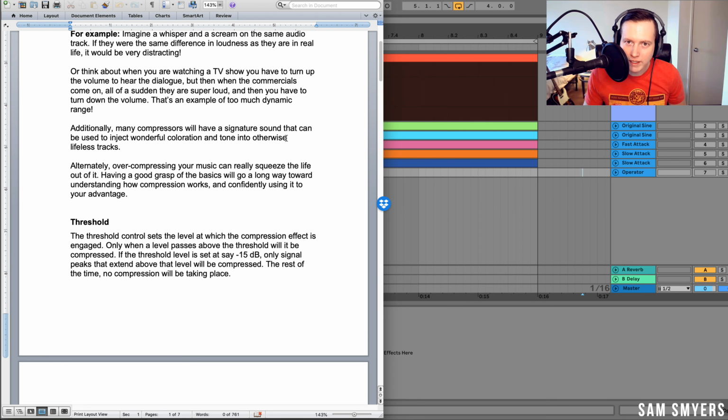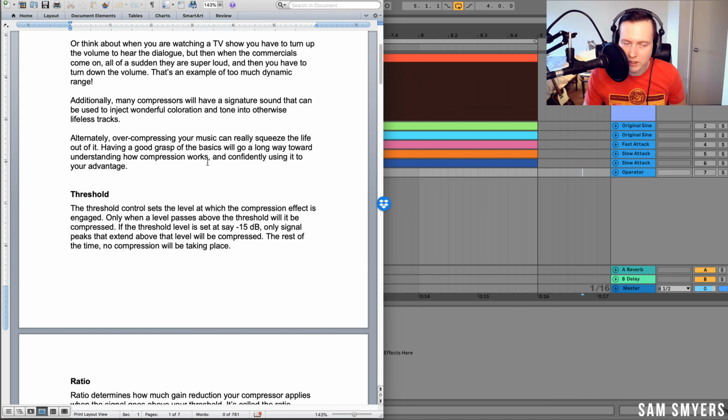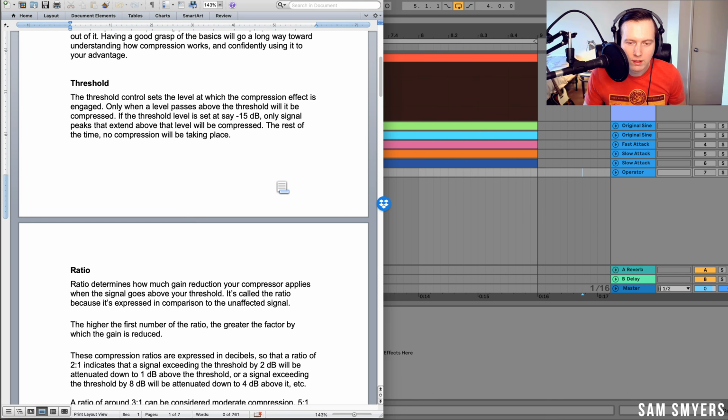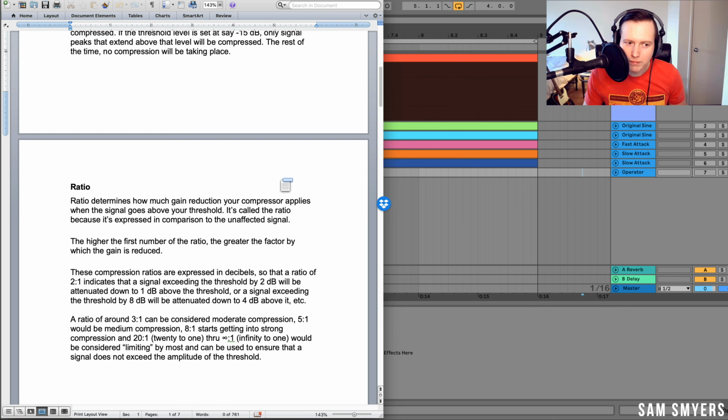Let's go over some key concepts and terms that we'll need to know when using compression. The first is threshold. Threshold sets the level at which the compression effect is engaged. Only when a level passes above the threshold will it be compressed. If the threshold level is set at, say, negative 15 dB, only signal peaks that extend above that level will be compressed. The next is ratio.